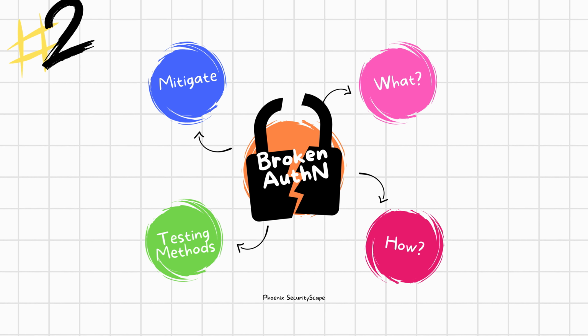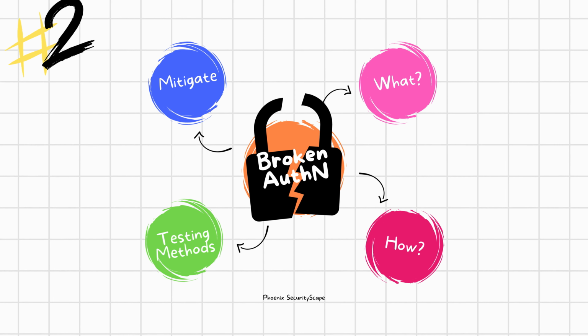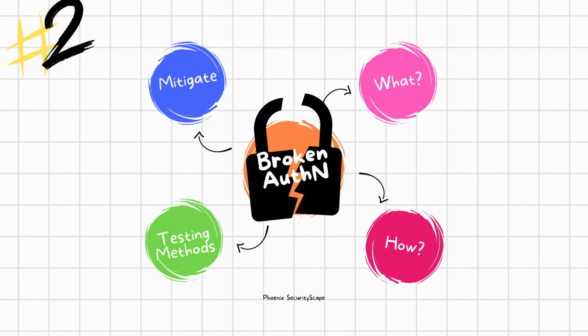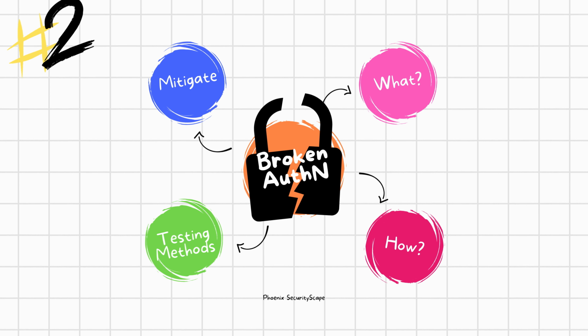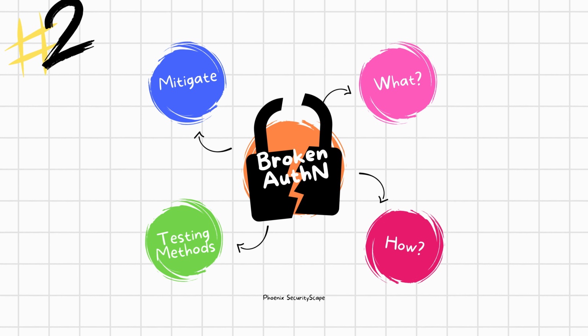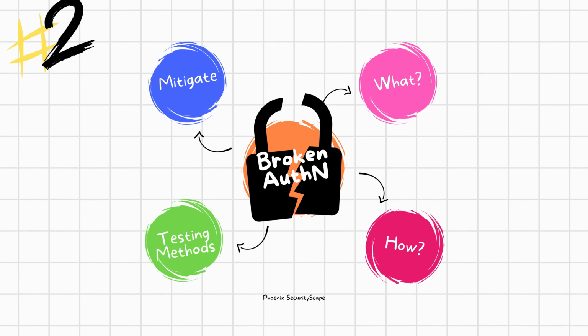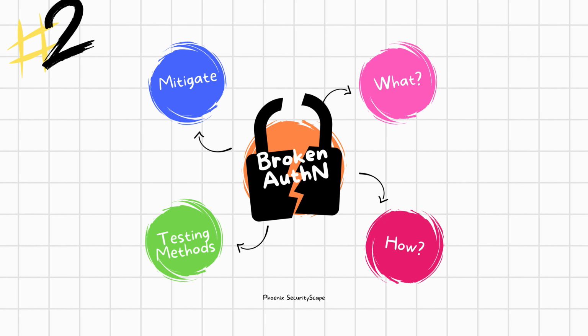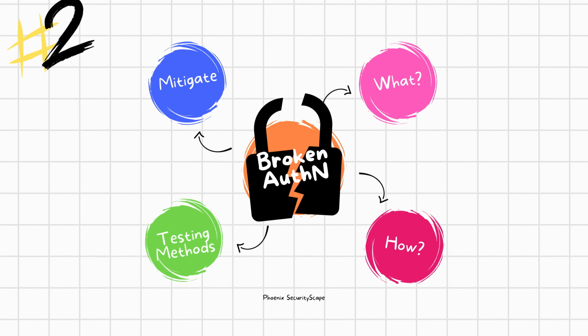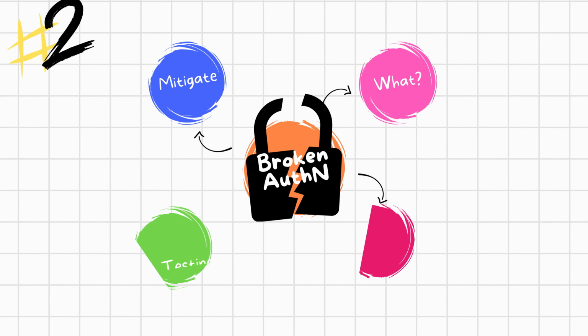So in this video, we are going to discuss the second most exploited vulnerability of the OWASP Top 10 API category, which is broken authentication. In this video we will discuss what broken authentication is, what some common attacks in broken authentication are, and what the root cause is that leads to the broken authentication vulnerability in any API.